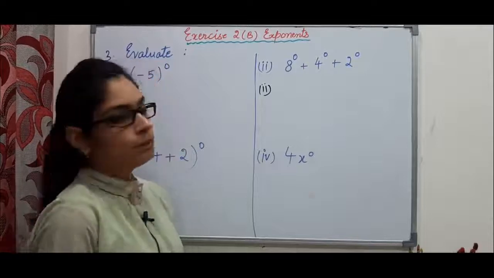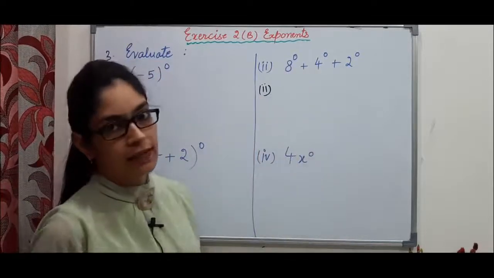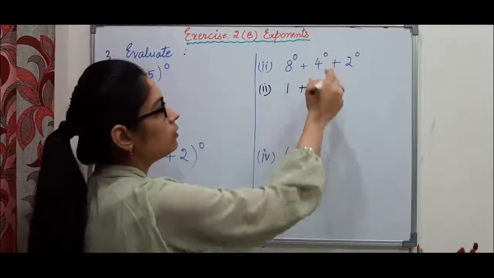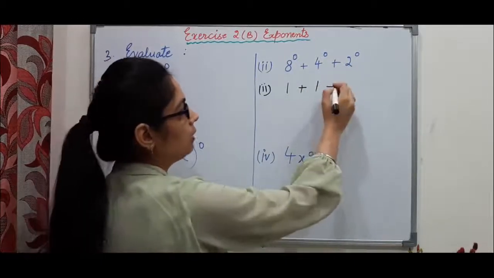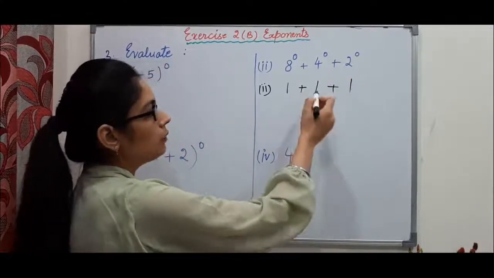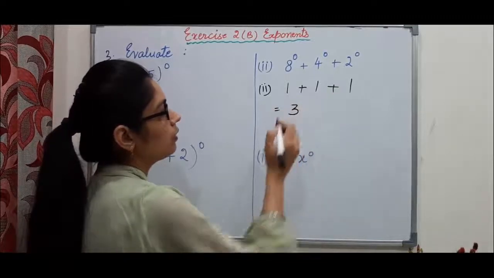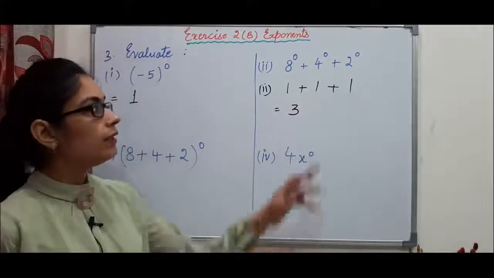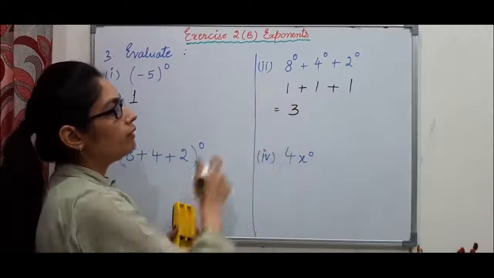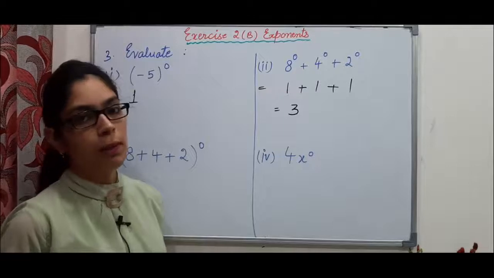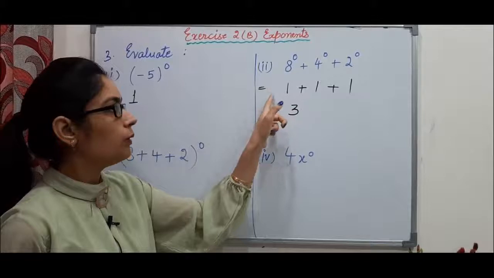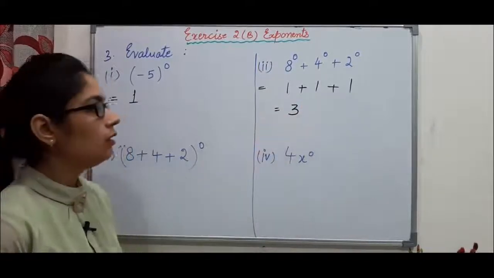In the second one, it's 8 to the power 0. I can write 8 to the power 0 means value 1, 4 to the power 0 value 1, plus 2 to the power 0 is equal to 1. 1 plus 1 plus 1 is equal to 3. I haven't done anything, only written their values, because the power of each number is equal to 0. When the power of any number is 0, it becomes equal to 1. So that is why its answer is 3.